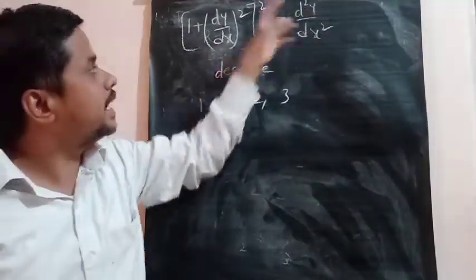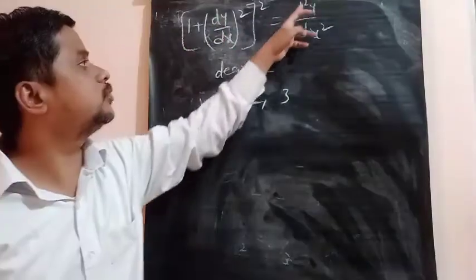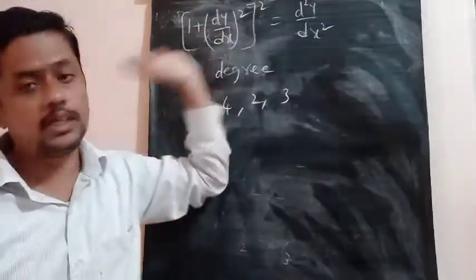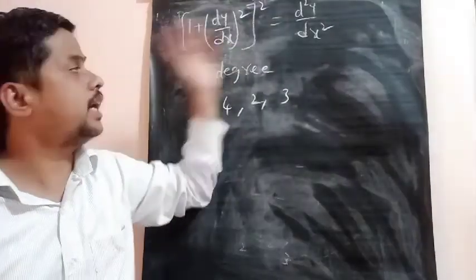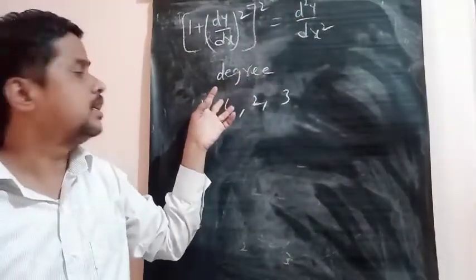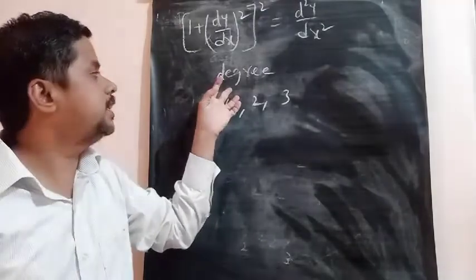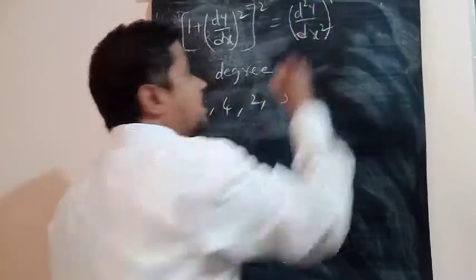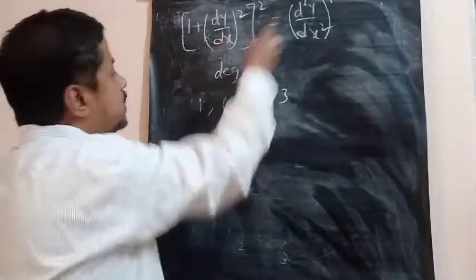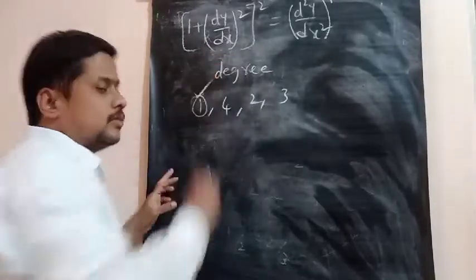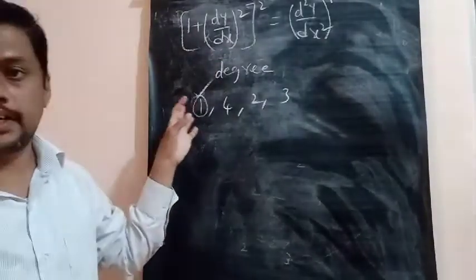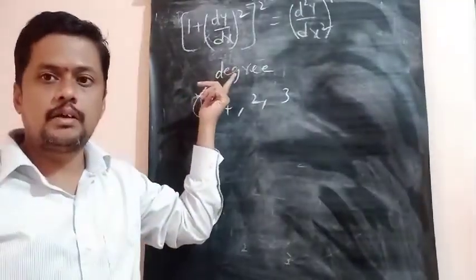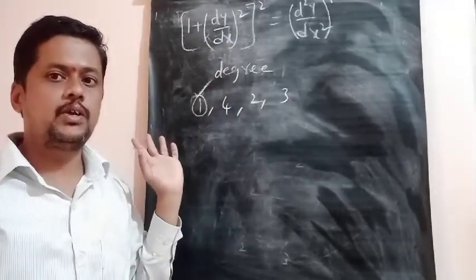Actually, what is the order here? See, dy by dx is first order, d square y by dx square is second order. So the highest order you have to consider for the total order of the differential equation. The order is 2. But here in the problem they asked only the degree. Okay? So degree means the power of the highest order. So what is the power? 1. So therefore the degree of this differential equation is 1. So option first one, 1, is the right answer. Okay? So first there are easy questions, but we have to concentrate and do them.